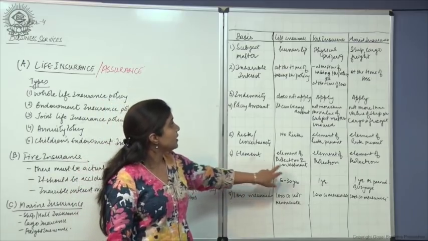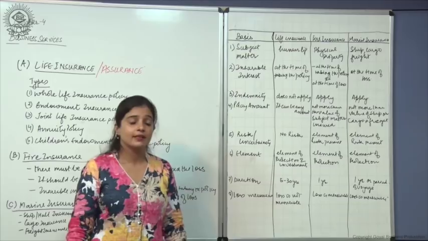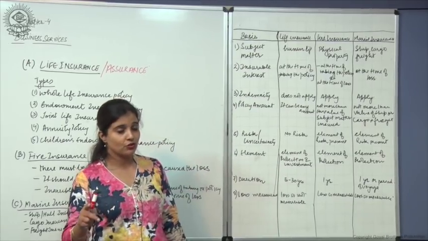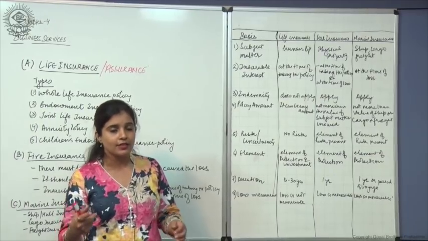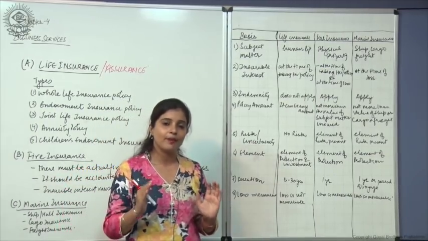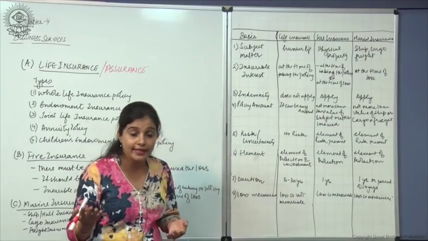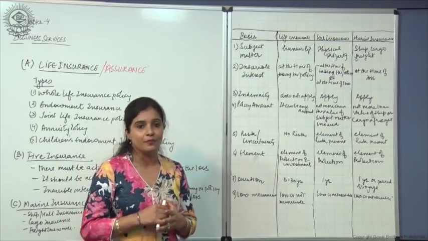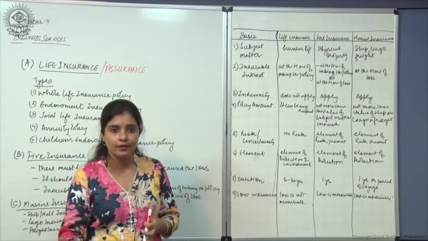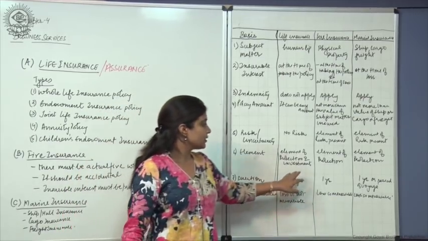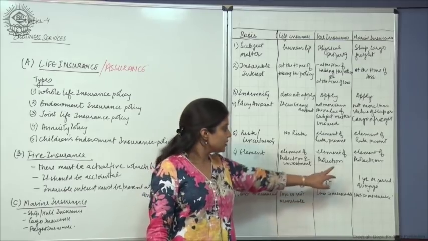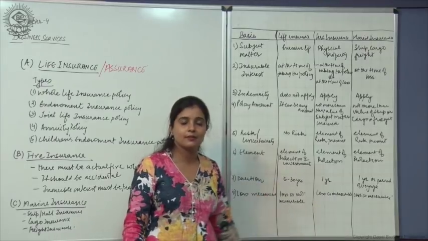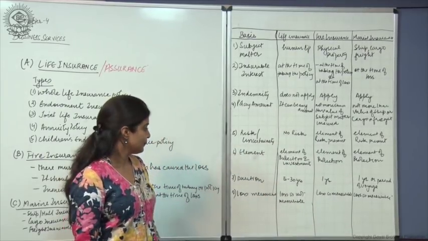Then element, life insurance, there is an element of protection as well as investment. As I told you that life insurance, whatever premium you are paying, okay, the amount of money that you are going to get back at the time of maturity is much more than the amount of premium that you have paid. So it leads to capital formation. It basically helps you grow your money, right? So there's an element of protection and investment. Here there is an element of protection only. In both fire and marine insurance, there is an element of protection only.